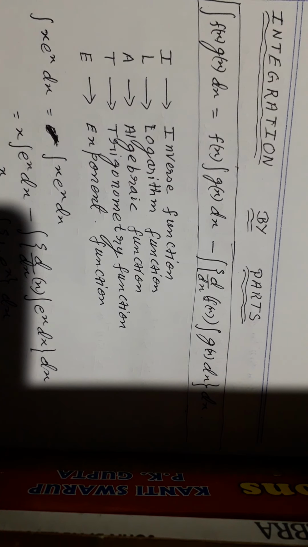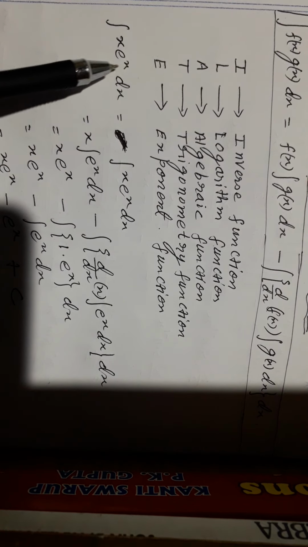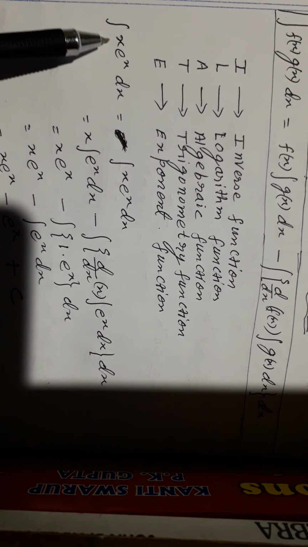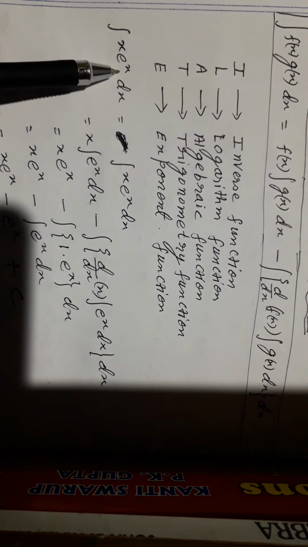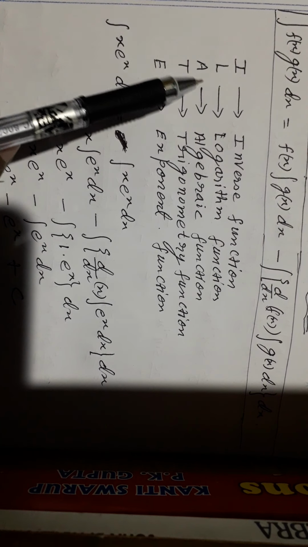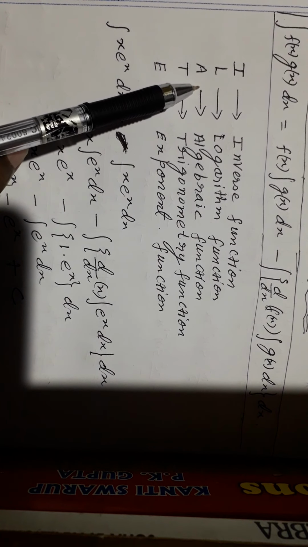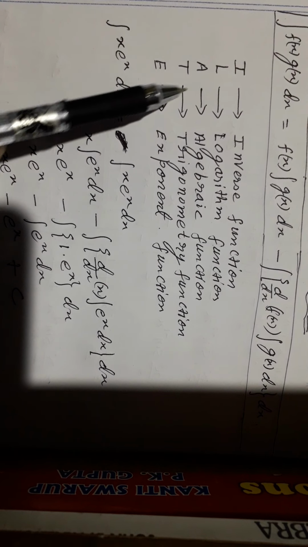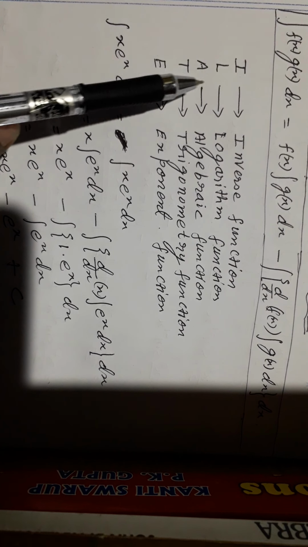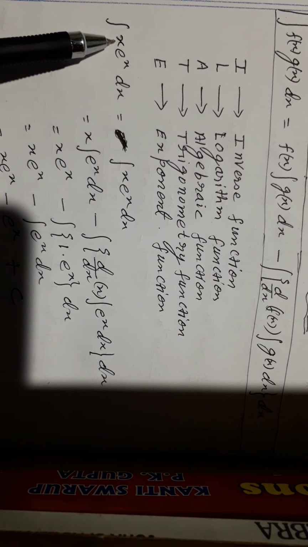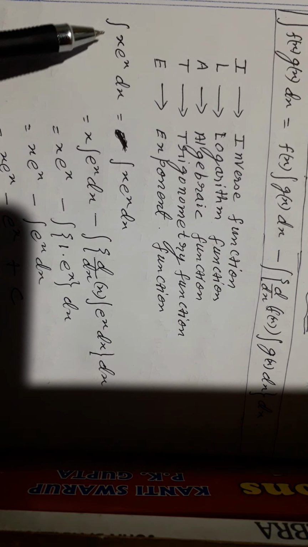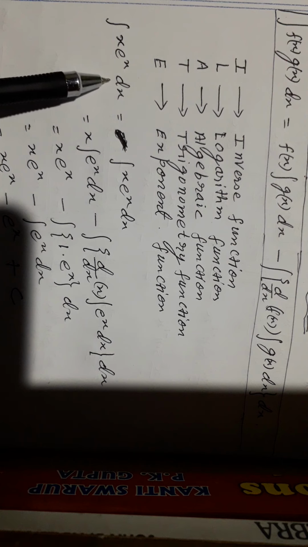Let us do one question here. This is the first integration: integral of x e^x dx. Here x is algebraic and e^x is exponent. Looking at the order, A comes first, then E. So we choose the algebraic function as the first function, so I'm choosing x as the first function and e^x as the second function.